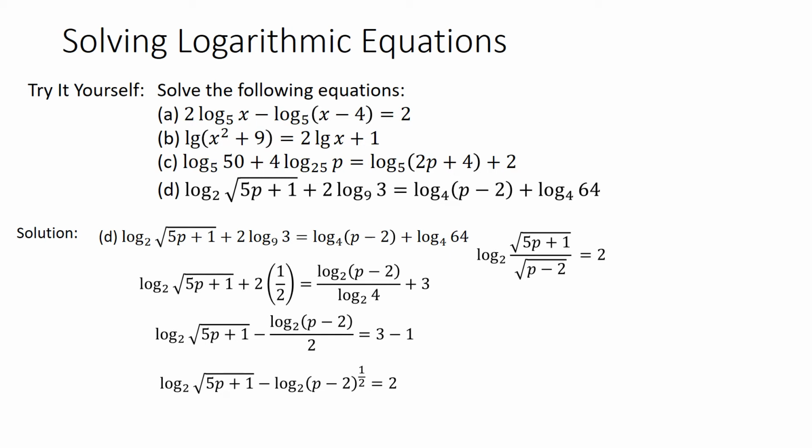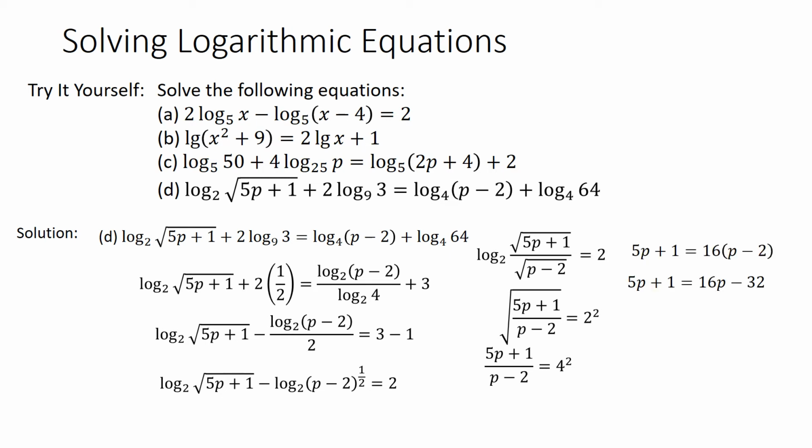Now over here, the left hand side is a log, the right hand side is a constant. Apply the anti-log law and also the rule that we learned in surds. So the square root of 5p plus 1 over p minus 2 equals 2 squared. We square both sides and we'll get 5p plus 1 over p minus 2 equals 4 squared. So 5p plus 1 equals 16 bracket p minus 2. So 5p plus 1 equals 16p minus 32. Therefore, 11p equals 33, p equals 3.